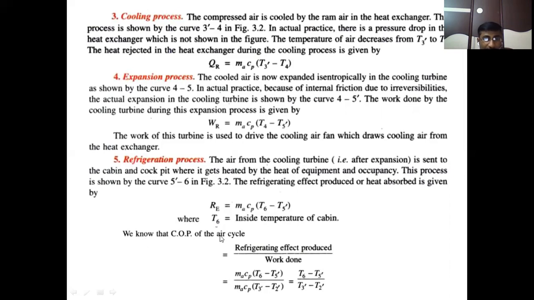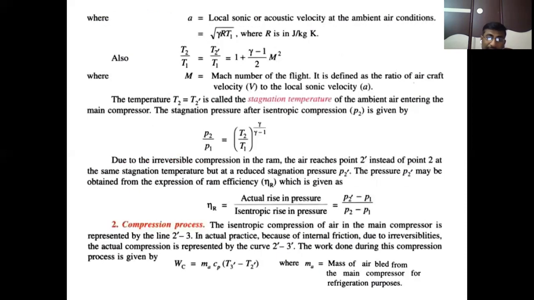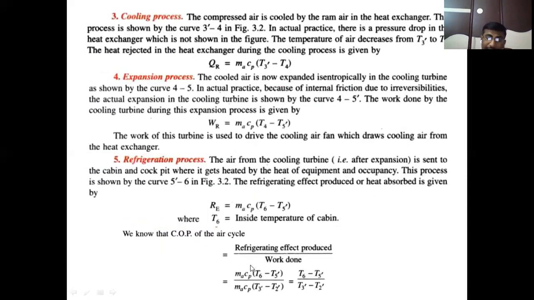Therefore, COP of the simple air cooling system can be written as the refrigeration effect produced by the system divided by the net work supplied to the system for the refrigeration process. So the refrigeration effect produced is MA Cp (T6 minus T5 dash), divided by the work given to the compressor, MA Cp (T3 dash minus T2 dash), because 2 dash to 3 dash is the compression process.